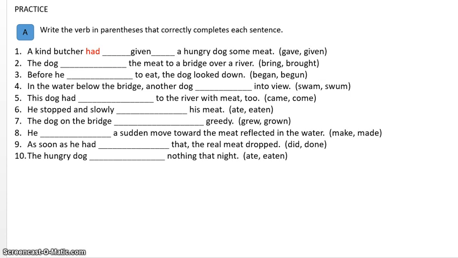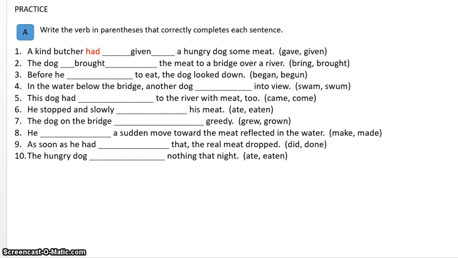The next one says, the dog blank the meat to a bridge over a river. The dog bring the meat is something we're talking about in the past. So the dog did what? It brought the meat.